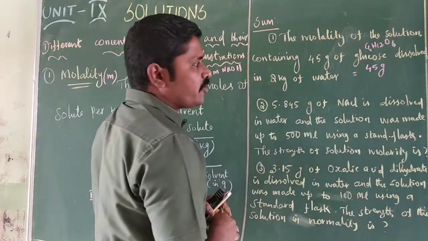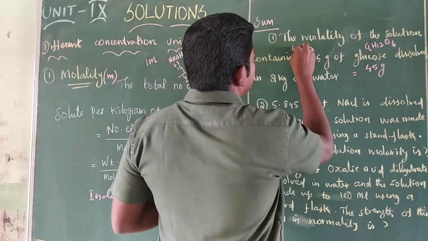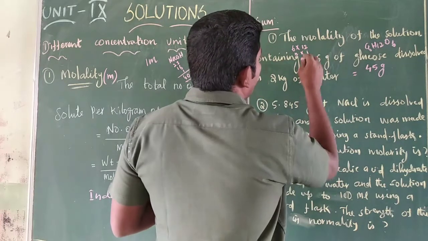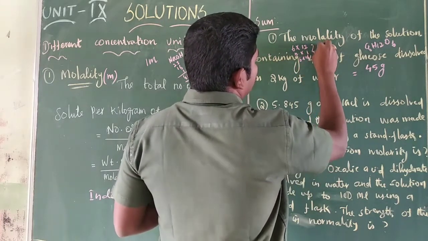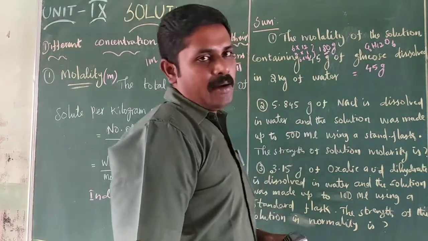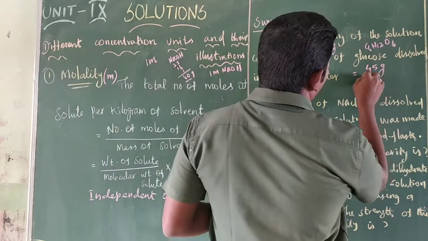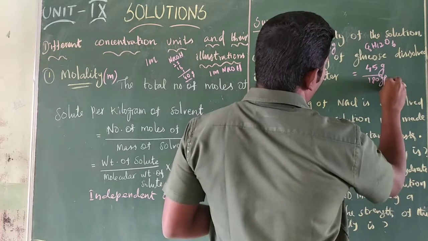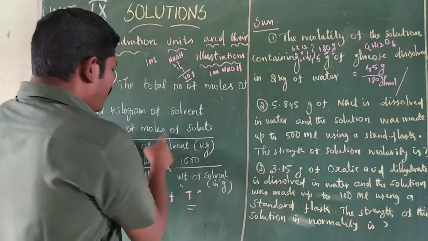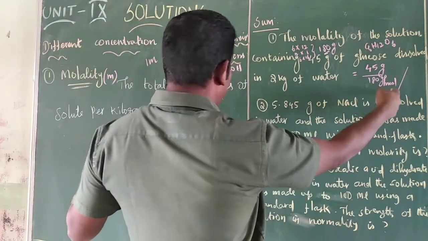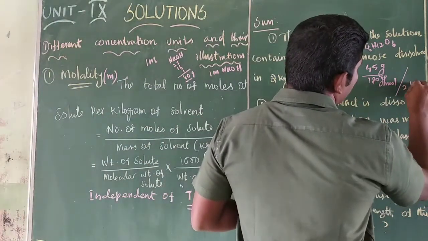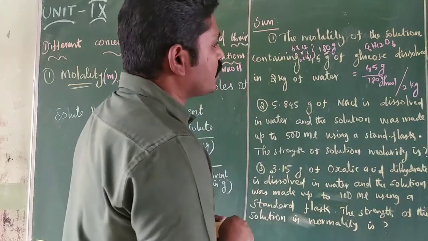Glucose is C6H12O6. So 6 into 12, 12 into 1, and 6 into 16, so the molecular mass of glucose is 180 gram. So the number of moles of solute is 45 gram by 180 gram per mole, divided by the mass of the solvent, 2 kilogram.